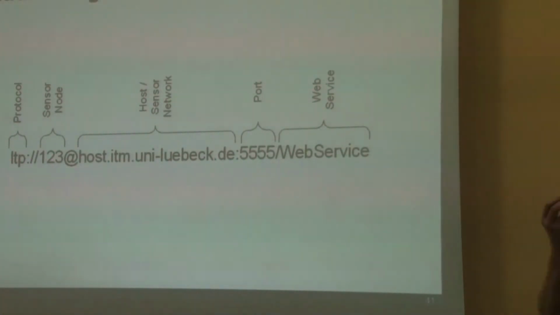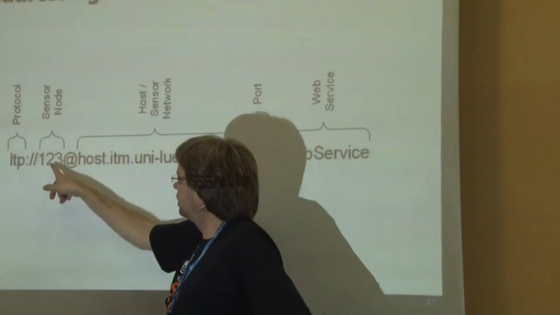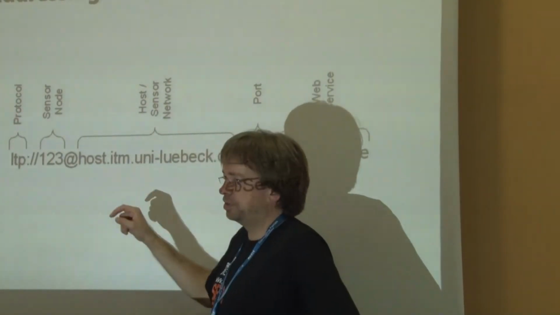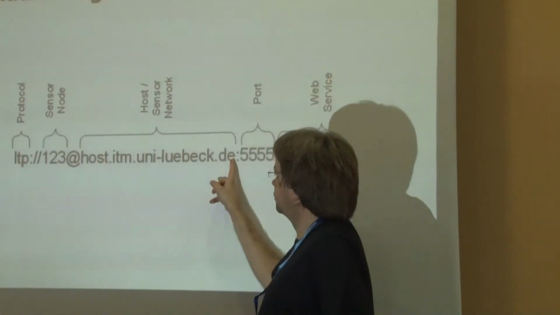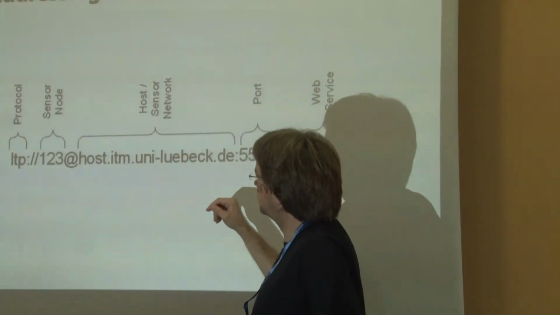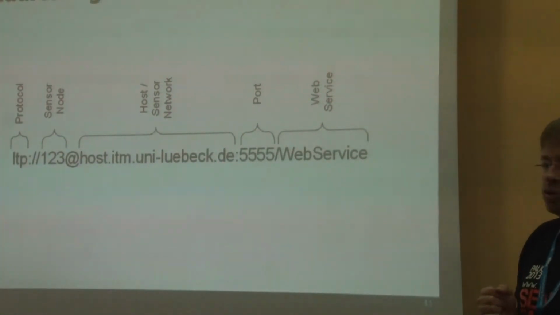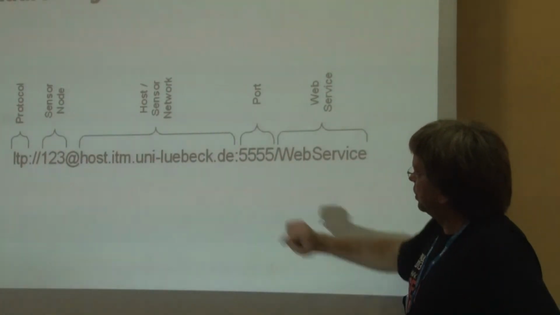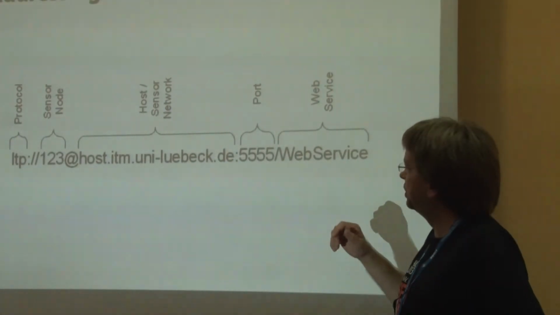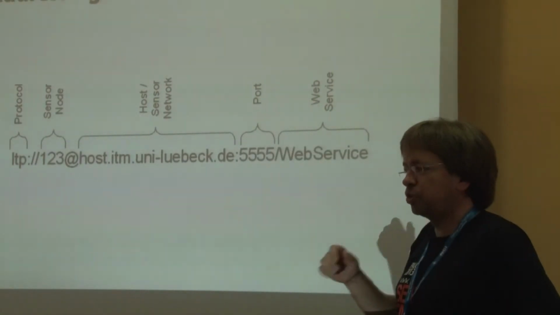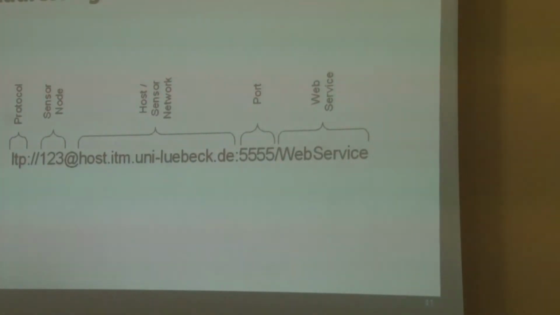So this is how the addressing scheme looks like. We have this identifier LTP, then we have the identifier for, let's say, the host or the sensor network. This is the traditional URL HTTP syntax, but in front of that you can additionally identify a sensor node in the network. You have a port number which is used on the gateway in order to identify the correct communication port to the sensor network, and the web service on the sensor which you in the end want to call.